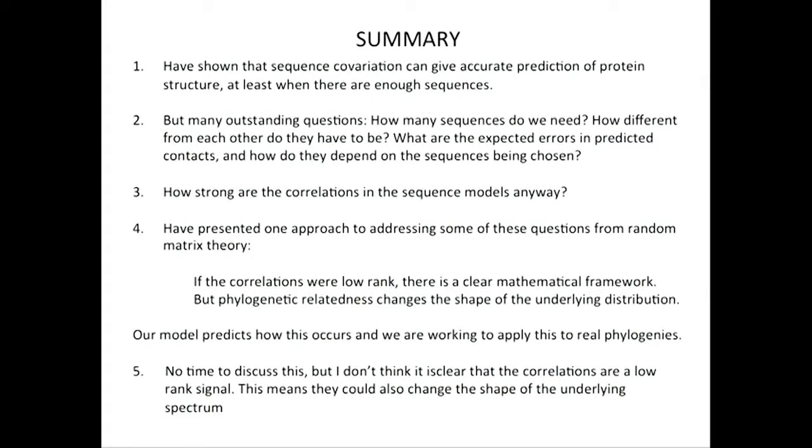This phylogenetic relatedness changes the shape of the underlying distribution, but if we can get a handle on that, if we can actually say what the phylogeny of a particular data set is, then it seems like we might be able to understand or specify the expected empirical spectral distribution, and so use that approach profitably. And so this is something that we're currently working on, to apply this to real phylogenies. But I guess the problem is that I'm not really sure that it's clear that the interactions are a low-rank signal. And of course, if they're not a low-rank signal, it means they could change the shape of the underlying spectrum, which is sort of worrying.